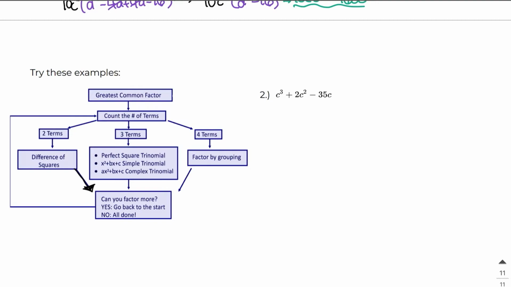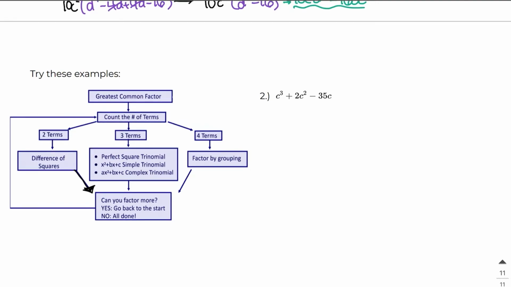All right, in our next example, we're going to go through our list just like we always have done. So greatest common factor, there is a c in common. So even though the coefficients have nothing in common, there is a c to the power of 1 in common. So I'm going to factor that out. And when I take that out of c to the power of 3, I've got c to the power of 2 left over. When I take it out of 2c squared, I've got 2c left over. And when I take it out of negative 35c, I get negative 35 left over.